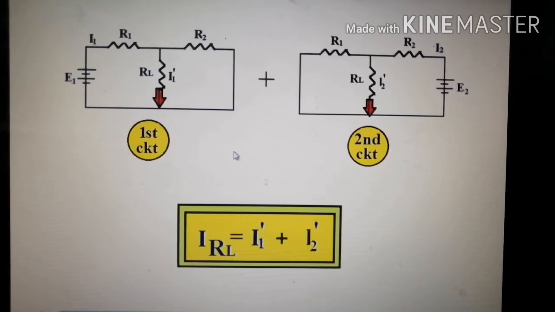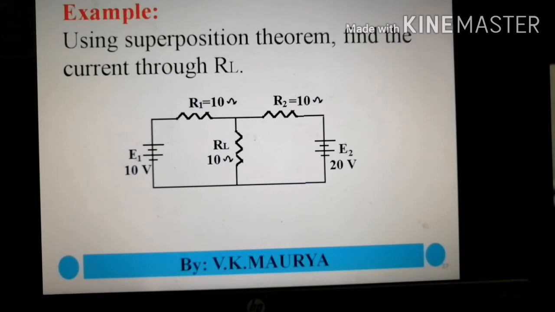Now see the example based on the superposition theorem. Here our task is to calculate the current through RL, that is 10 ohm. See it very carefully. The value of R1 is 10 ohm, R2 is 10 ohm, and RL is also 10 ohm. There are two voltage sources, 10 volt and 20 volt.